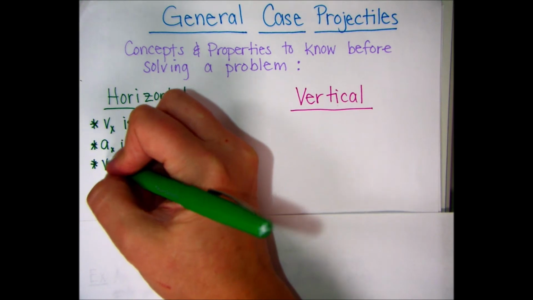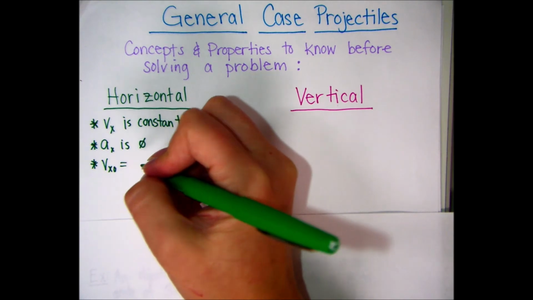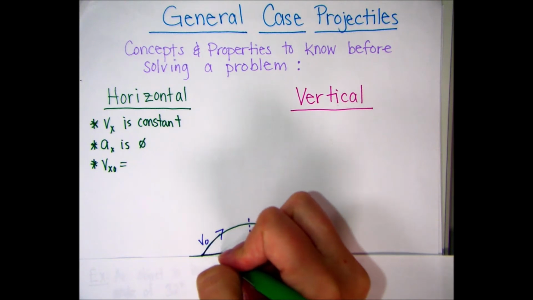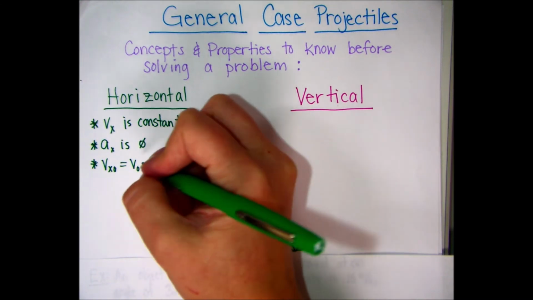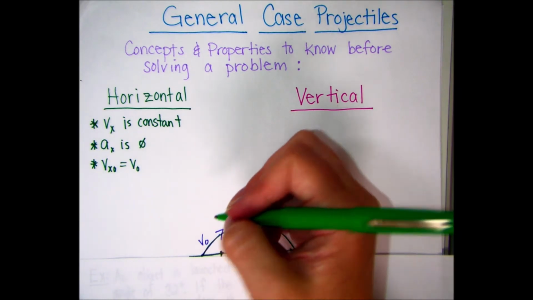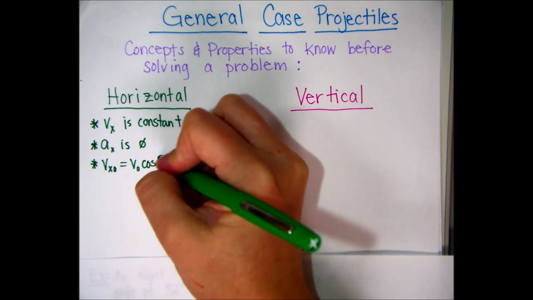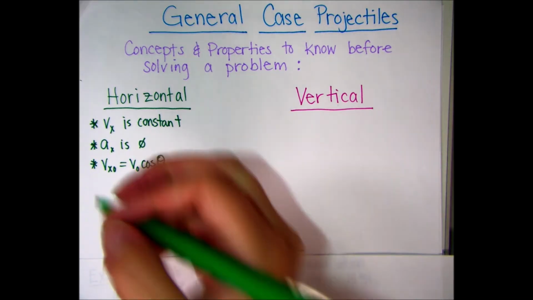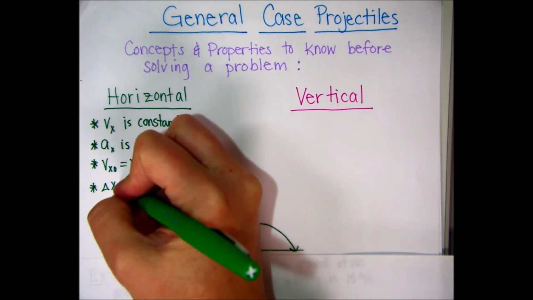You're going to have to find your Vxo by using some trig, and because you're going up from the ground, your triangle is here, so the horizontal component is the cosine of the angle. I like to call the launch velocity Vo. Sometimes I'll refer to it as my Vr, my resultant. That's the hypotenuse of the triangle.